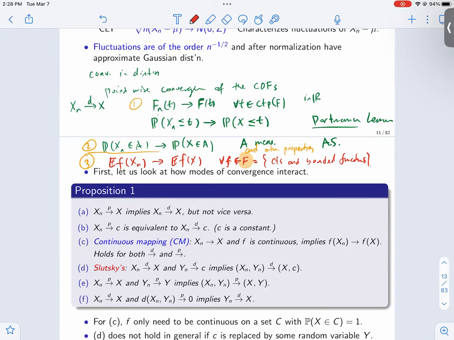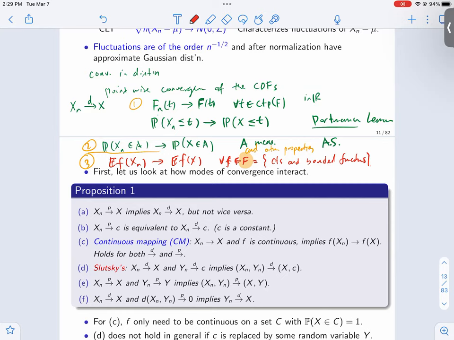So they could be defined on different spaces. Convergence in probability, however, requires them to live in the same space. But okay, so convergence in probability implies convergence in distribution. Convergence in probability is equivalent to convergence in distribution in the case where the limit is constant.